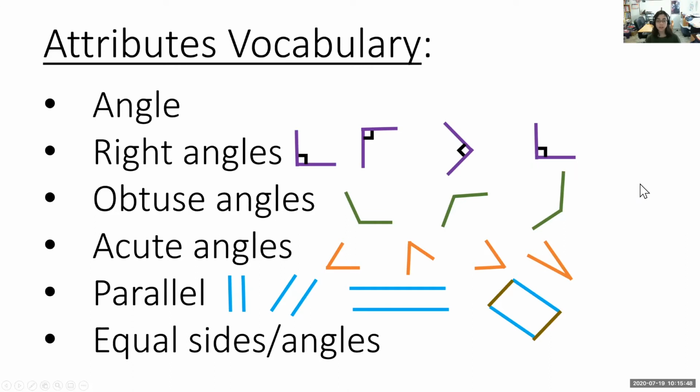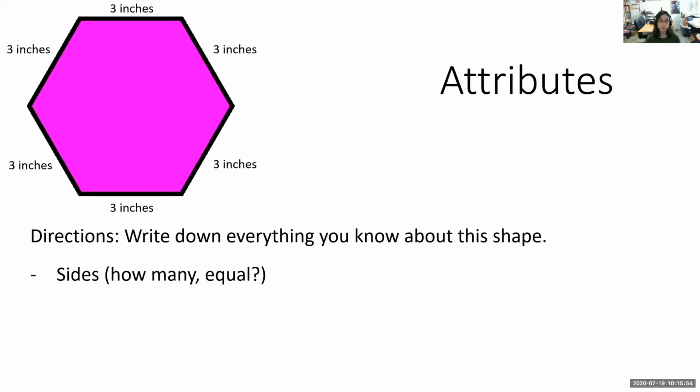Okay, now let's apply our knowledge of attributes for some different shapes. This shape is called a hexagon. What I would like to know is, how many sides does our hexagon have? And are those sides equal, meaning in length, are they equal?